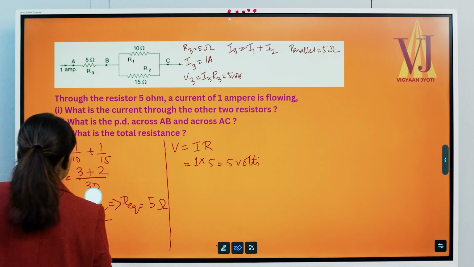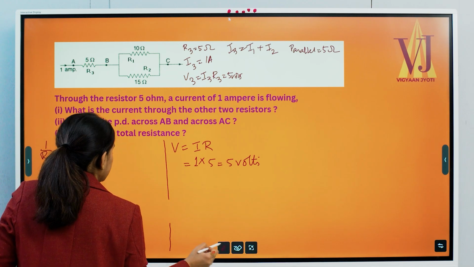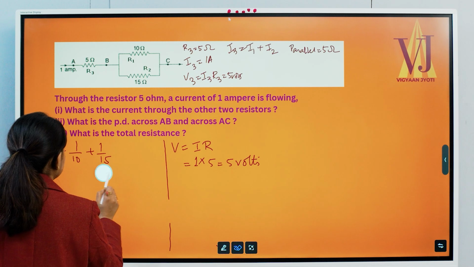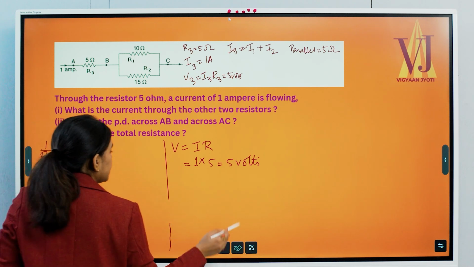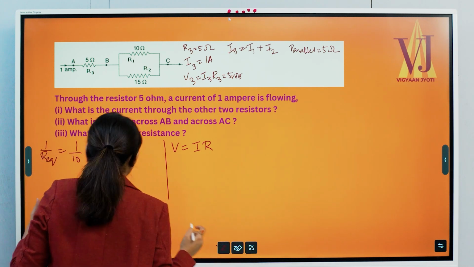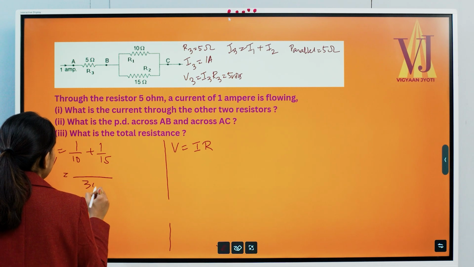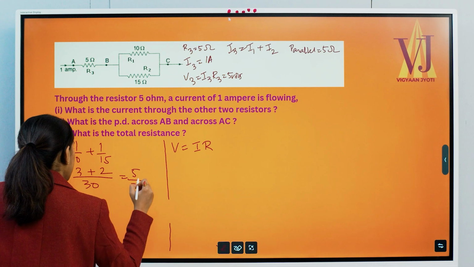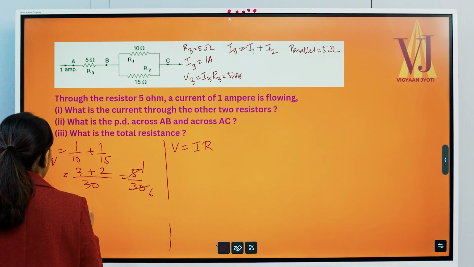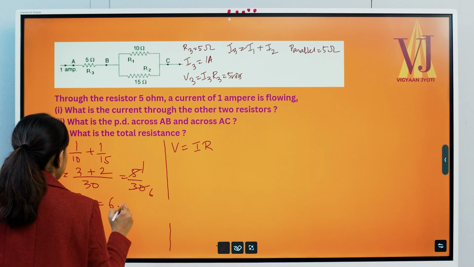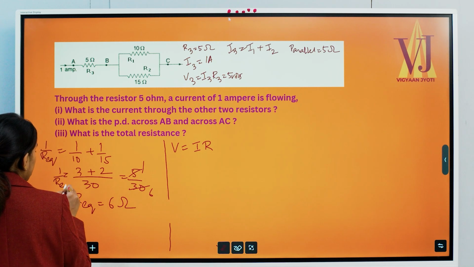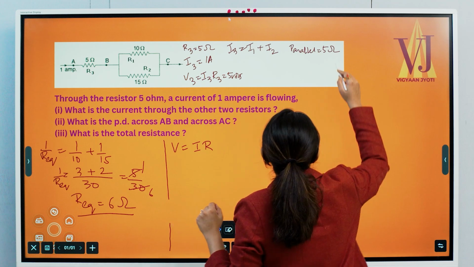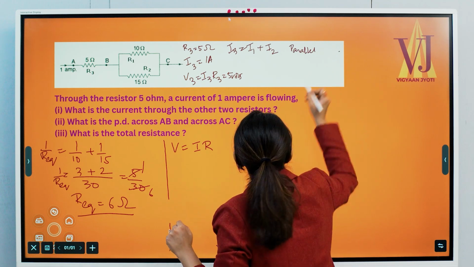See, how is it coming to here? Just a second, my addition was wrong, hence this is also wrong. So here my LCM is 30: 30 divided by 10 is 3, and 30 divided by 15 is 2. So it's 5 by 30, which is 1 by 6. Now we just need to take the reciprocal, so the equivalent resistance will be 6 ohm, not 5.